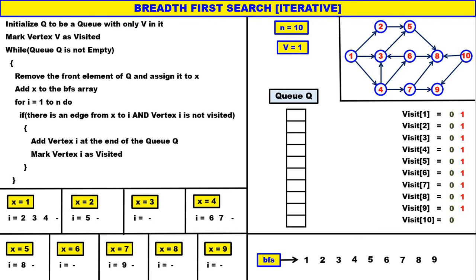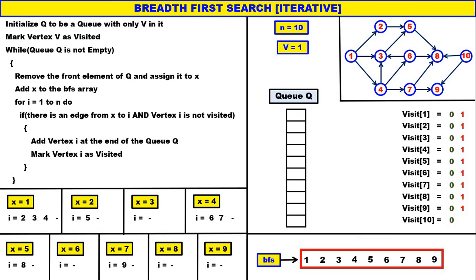So when the queue has become empty, this is our BFS. So you can just see in the graph, we started from 1 and we traversed the graph breadthwise. From 1, 2, 3, 4 breadthwise, and again 5, 6, 7 breadthwise, and again 8, 9 breadthwise. 10 is not reachable. So visit of 10 remains 0 at the end also because 10 is not reachable from 1. So the BFS traversal is 1, 2, 3, 4, 5, 6, 7, 8, 9.